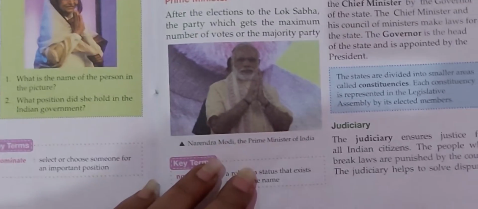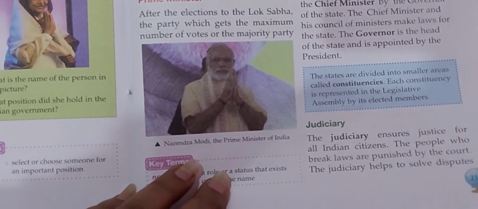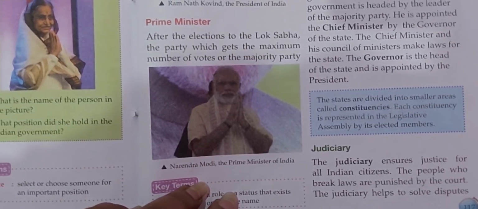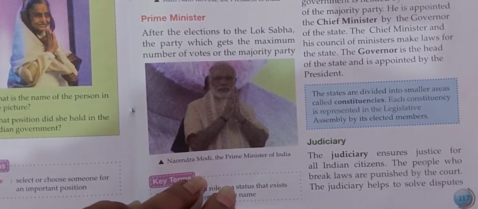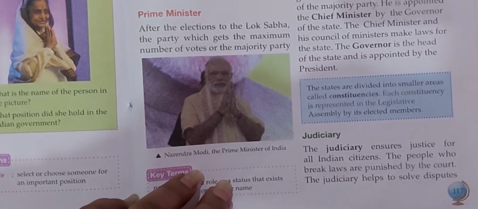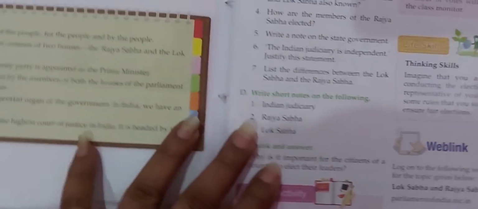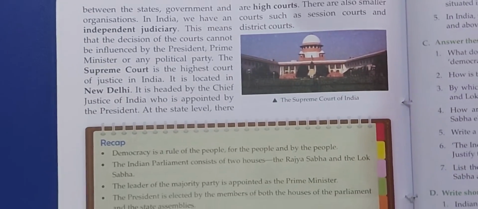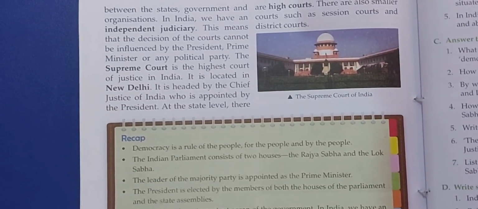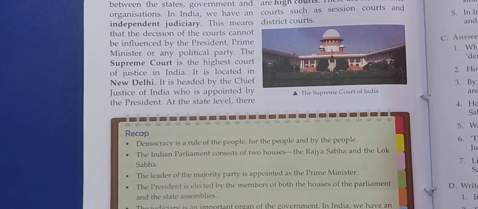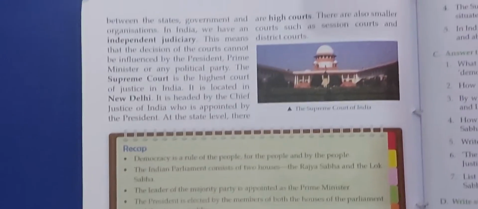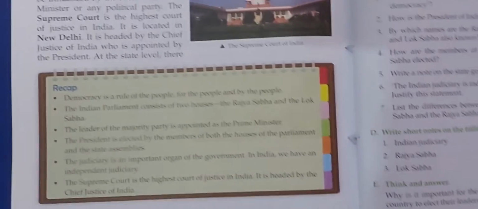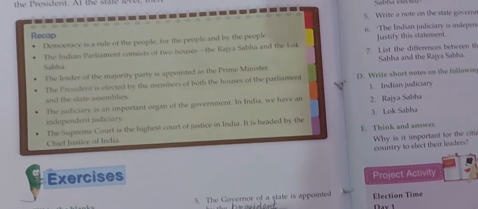Then we learn about the judiciary also. Judiciary means justice for all the citizens is ensured by the courts. We have courts of two types. One is the Supreme Court, which is in New Delhi and is the highest court in India. The second is the state level courts, which are known as the high courts. This is the chapter all about the Indian government.